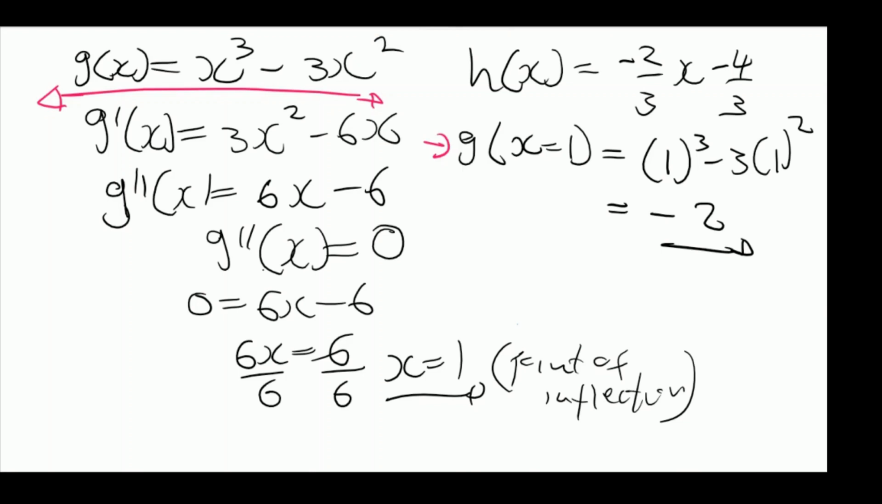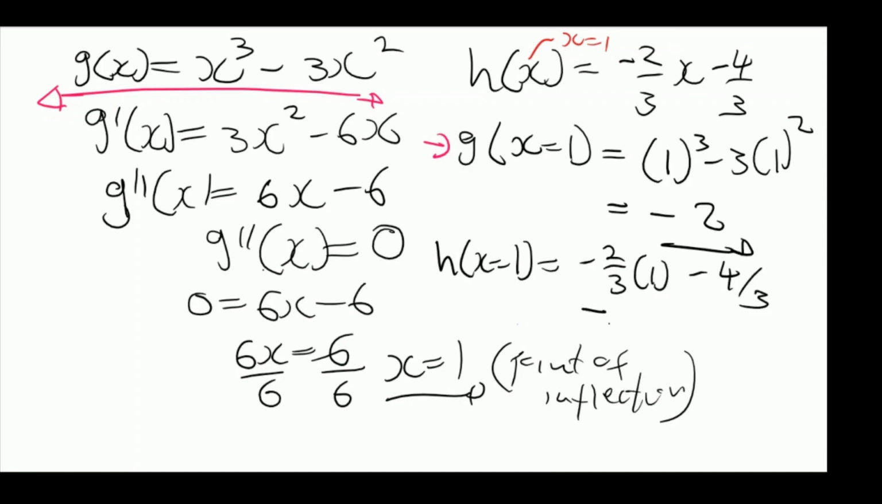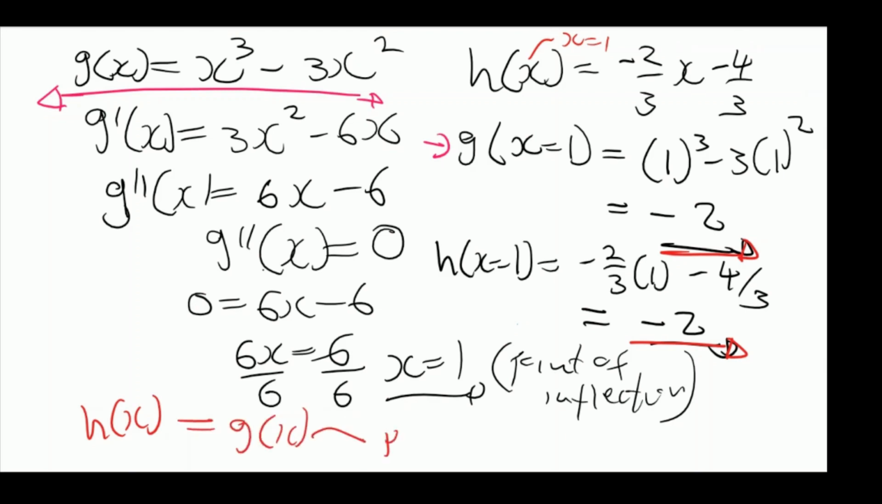So we have to substitute the same value of x equal to 1 into h of x to see if it's going to give us the same y value. So h of 1 is equal to minus 2 over 3 into 1 minus 4 over 3. If you punch your calculator, you should get minus 2. So the fact that we are getting the same values of y when we substitute the same value of x means that the graph of h of x intersects with the graph of g of x at its point of inflection.